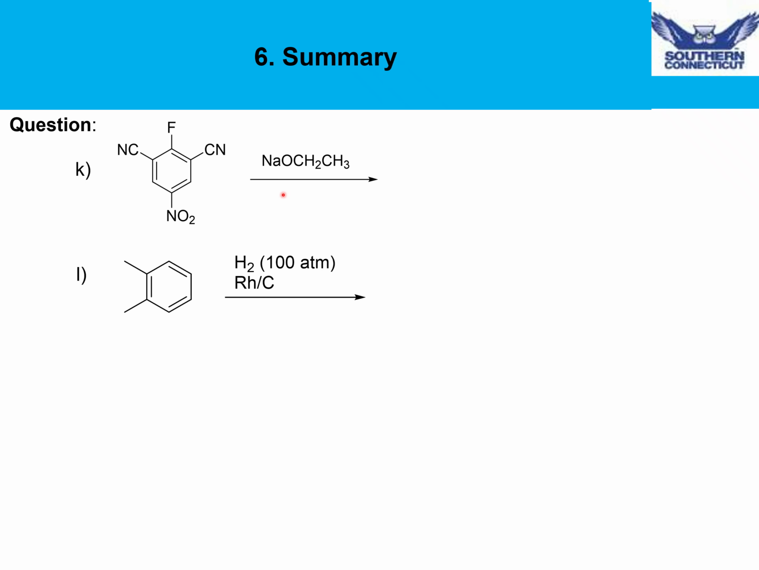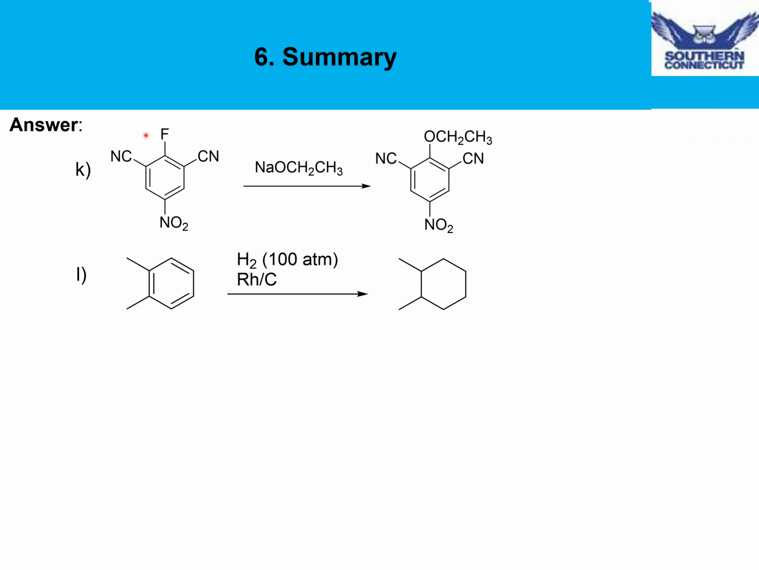The last two reactions of this chapter that we'll review will be these two, which involve taking an aromatic ring with a halogen and several electron withdrawing groups and adding a nucleophile to it. And then lastly, we're going to do a hydrogenation of an aromatic ring in this last reaction.